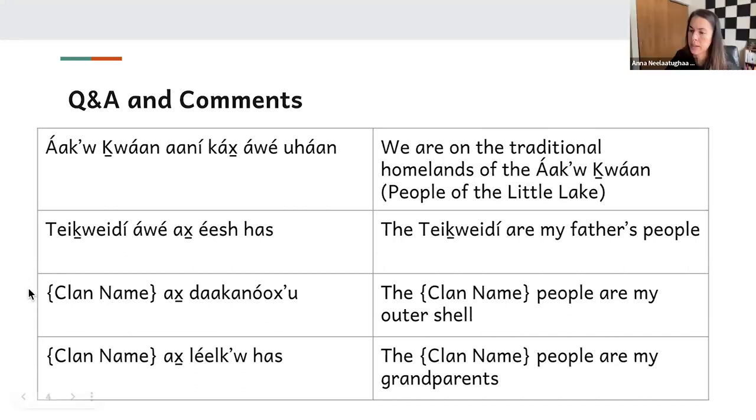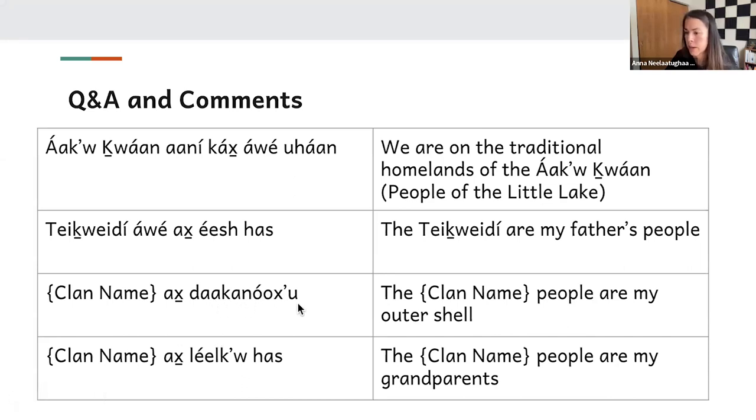And then for this clan name, my outer shell, let's use the Kagwantan. Repeat after me. Kagwantan akhtakanuku. And then your grandparents, let's use the Kwashki Kwan and say Kwashki Kwan Akhlil Kohas. Yeah, my people, my grandparents.